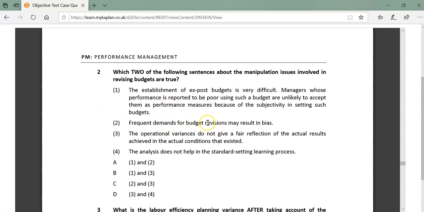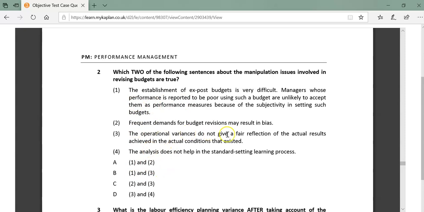Frequent demands for budget revisions, very connected to number 1, may result in bias. Because you keep changing the standards or changing events, people feel unable to find a focus, and then they get upset if it doesn't favor them. So that's correct. That takes pretty much 1 and 2 and gives us answer A. But let's look at the other two.